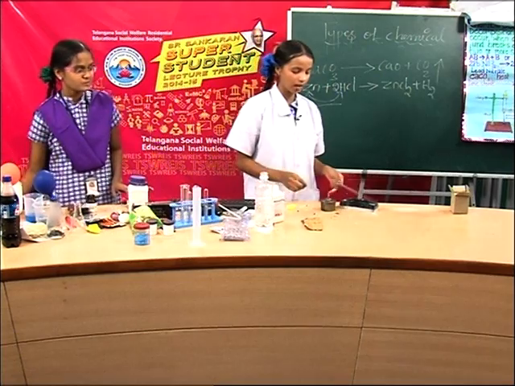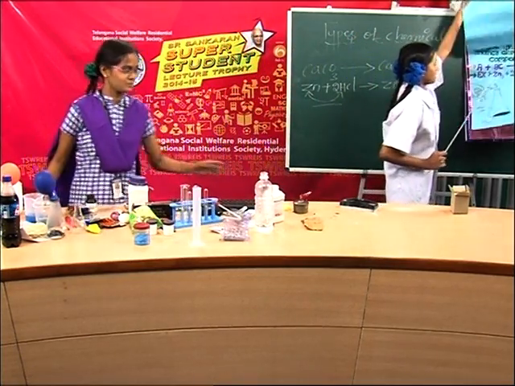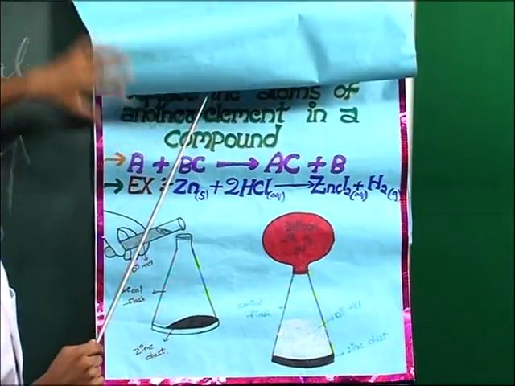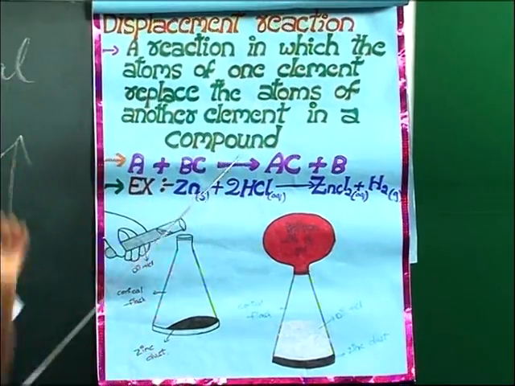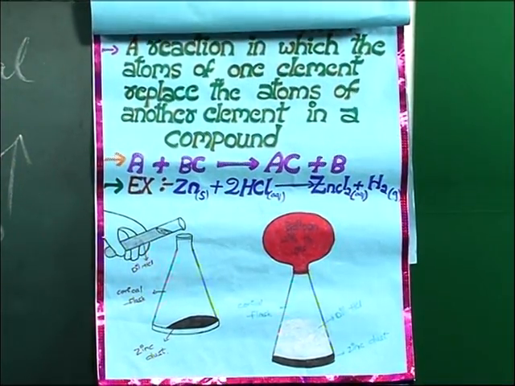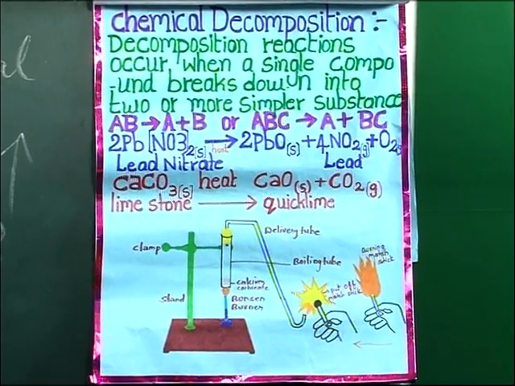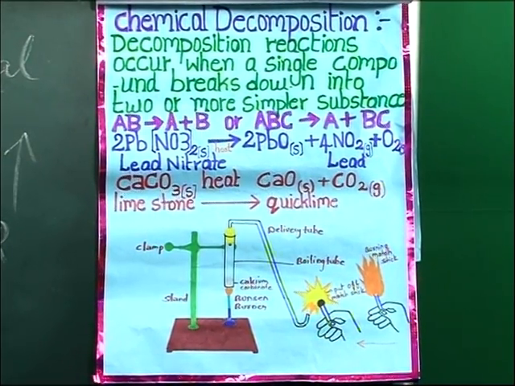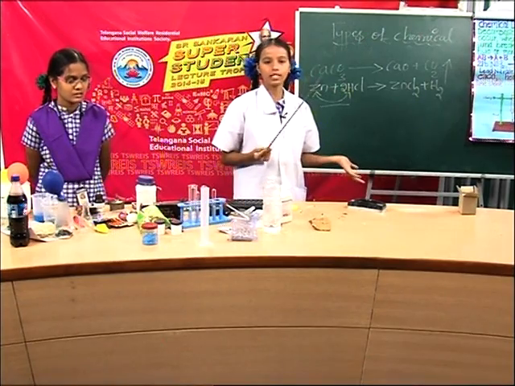And what is the third one? The third one is the chemical displacement reaction. What is meant by chemical displacement reaction? A chemical displacement reaction is one in which chemicals are exchanged from one ion to another ion to form a new product. That is called a chemical displacement reaction.